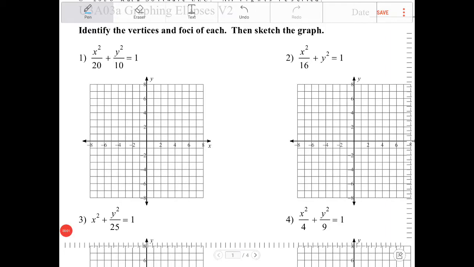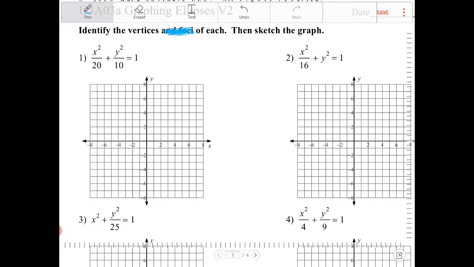Hello students, in this video I'm going to go through some examples on how to graph the equation for an ellipse. The instructions say to identify the vertices and foci of each and then to sketch the graph. I'm not going to identify the foci. I'm just going to identify the vertices and sketch out the graph.